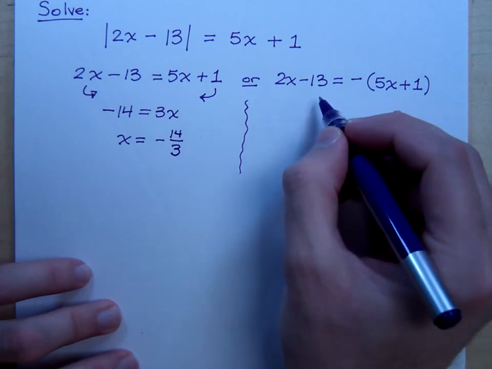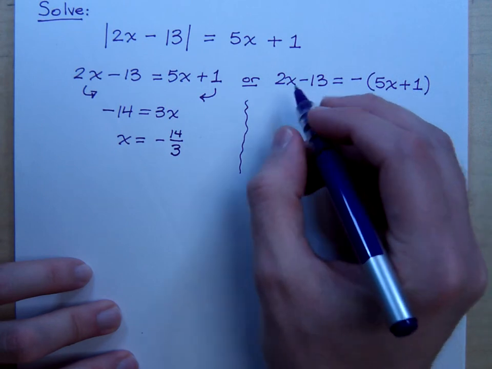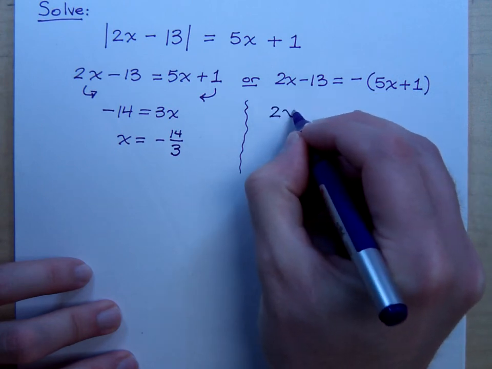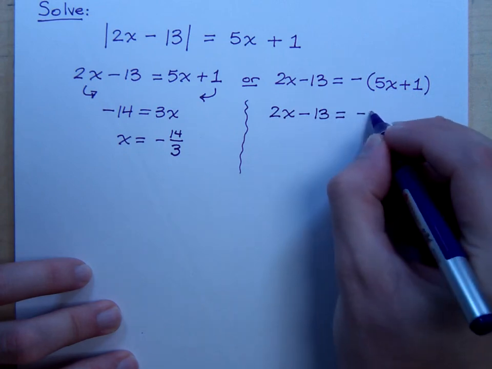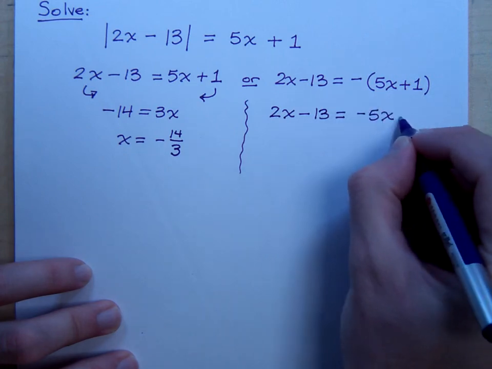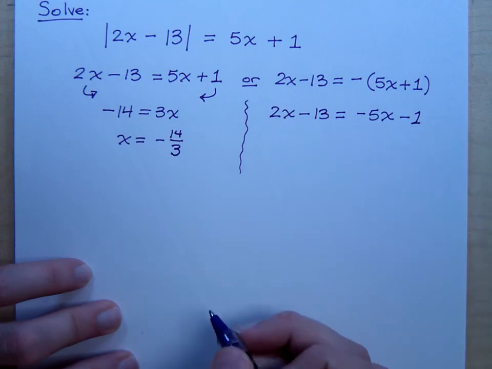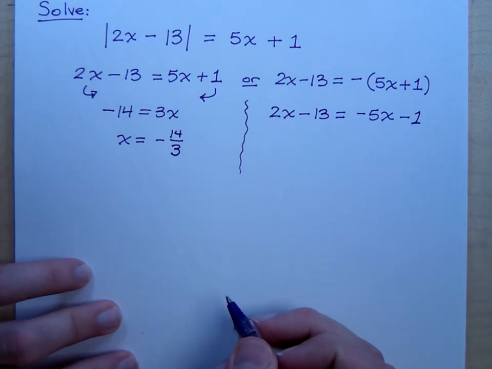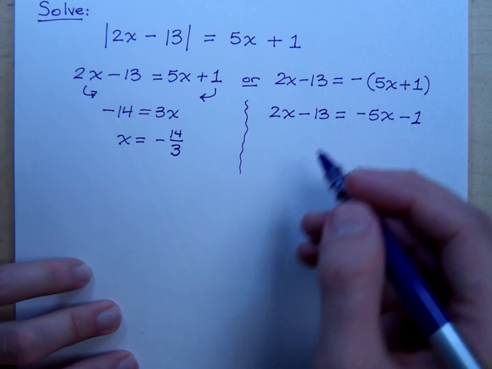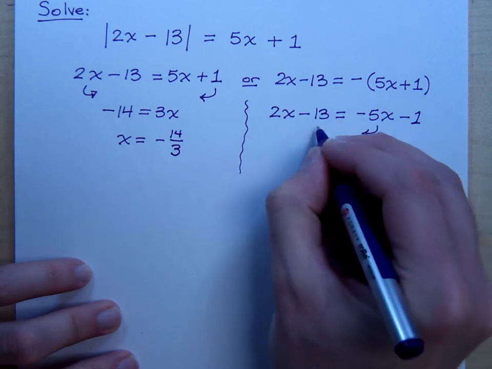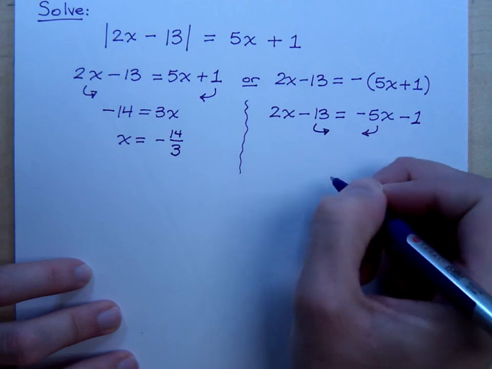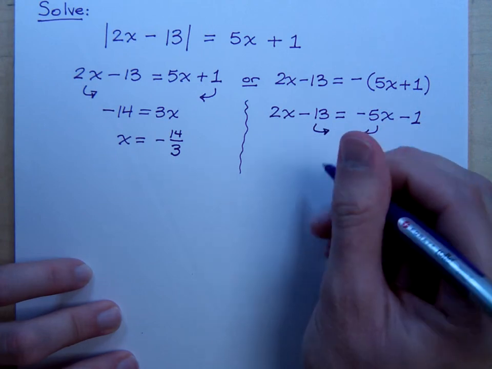Now, what about over here? What would you do first? Yeah, let's distribute that negative. Get that guy out of the way. Which way would you like to move your x's here? Add 5 to 2x. So move the 5x to the left, which means that 13 has to go to the right. So what does this look like now?